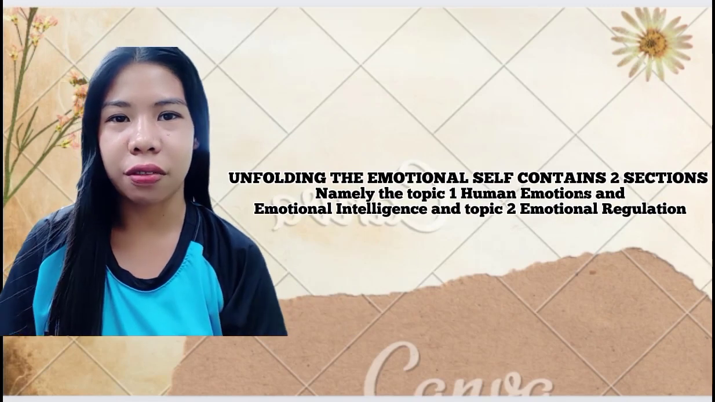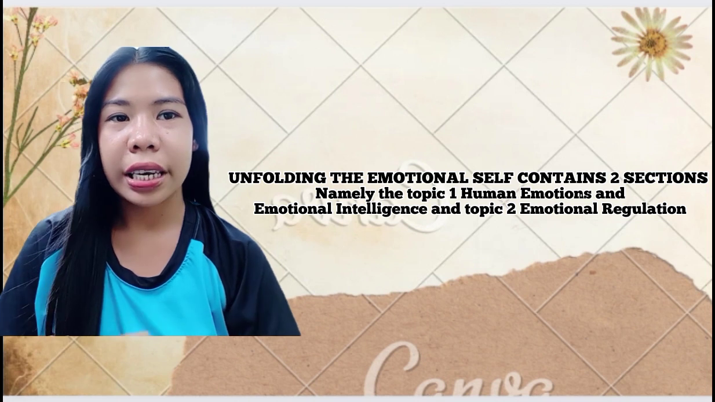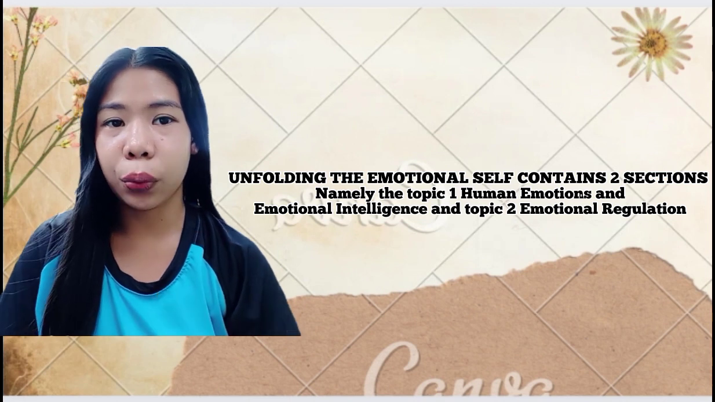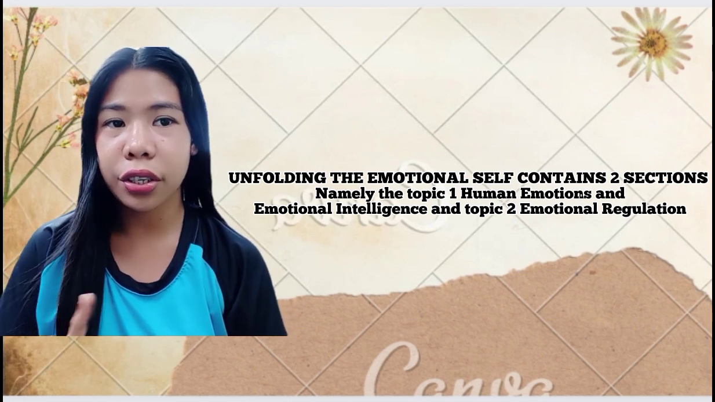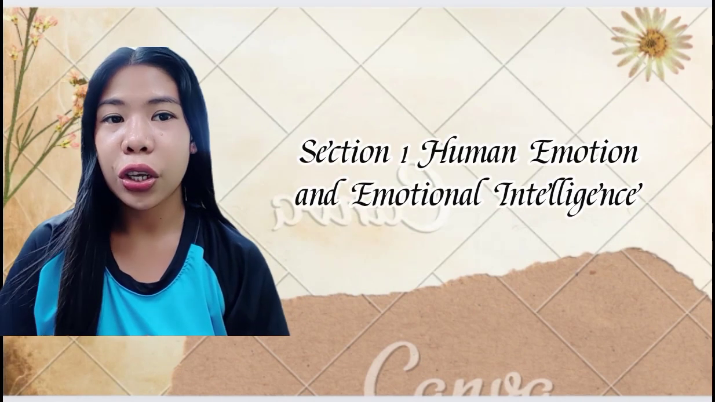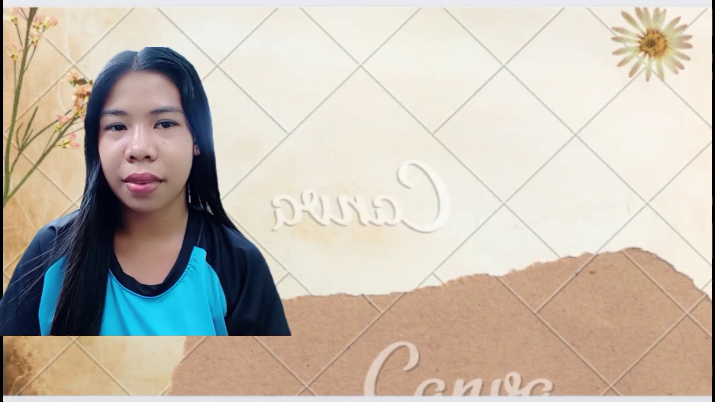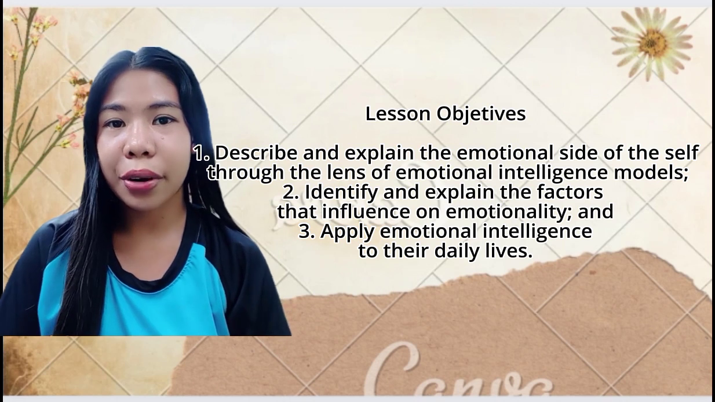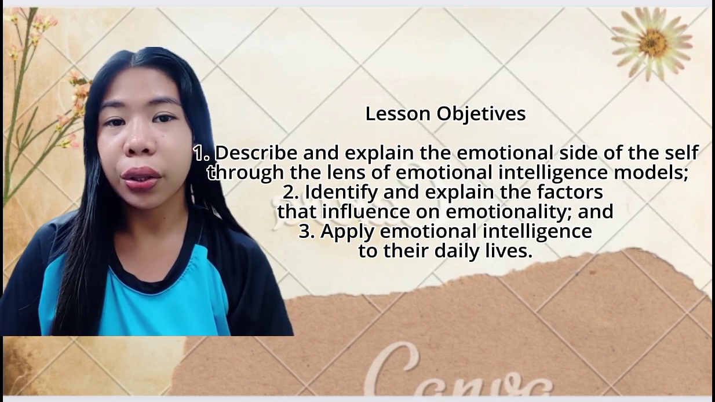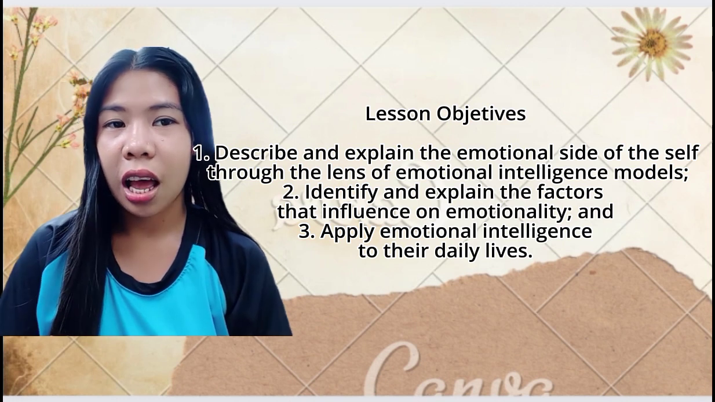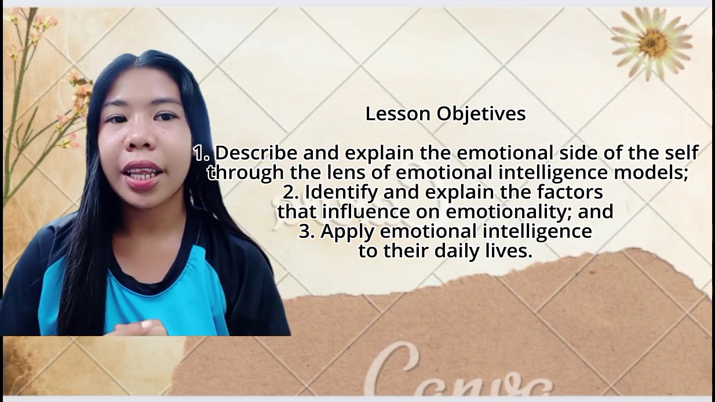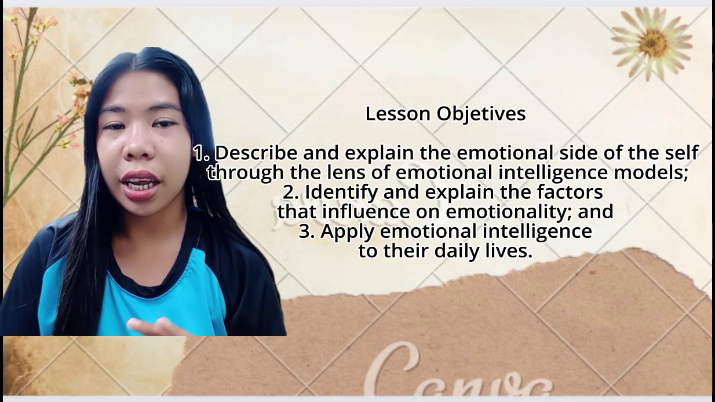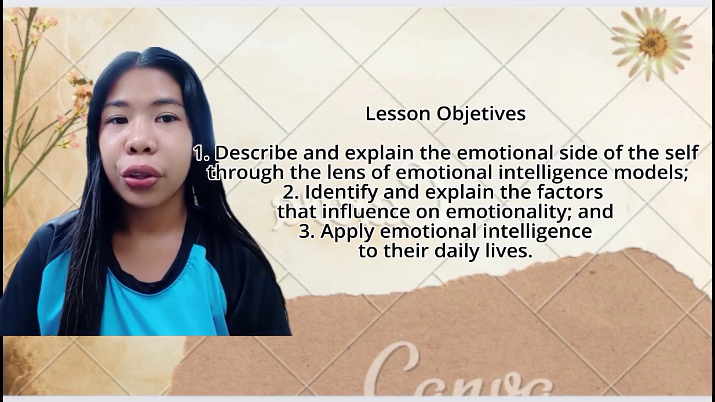Unfolding the Emotional Self. This lesson contains two sections, namely topic 1, Human Emotions and Emotional Intelligence, and topic 2, Emotional Regulations. First, we're going to discuss section 1, Human Emotions and Emotional Intelligence. At the end of this lesson, the students are expected to, number 1, describe and explain the emotional side of the self through the lens of the emotional intelligence model. Number 2, identify and explain the factors that influence emotionality. And number 3, apply emotional intelligence to their daily life.